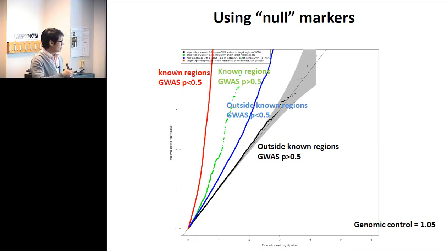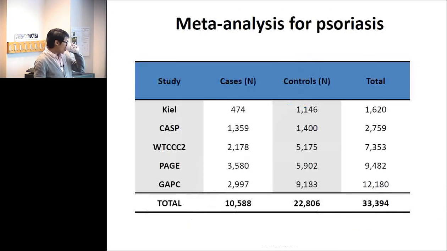So we did a small quality control step, and the samples went down to 9,000.